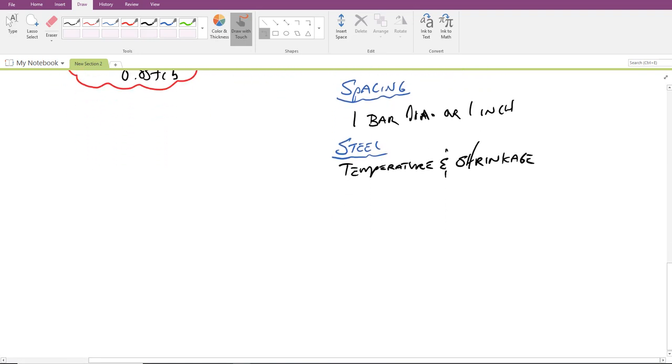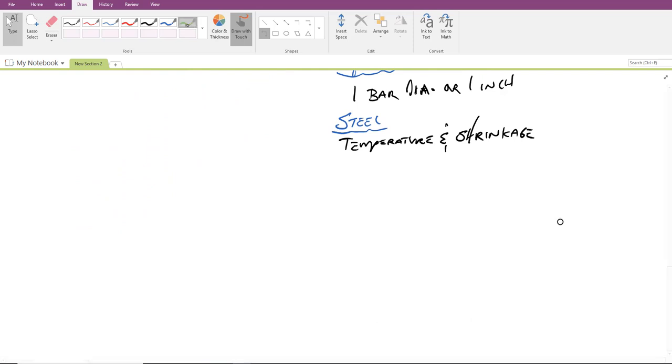All right, what does all this mean? Let's draw a couple diagrams here and show you what tension reinforcement means. And then I'm going to show you how we would actually draw that inside of a beam.